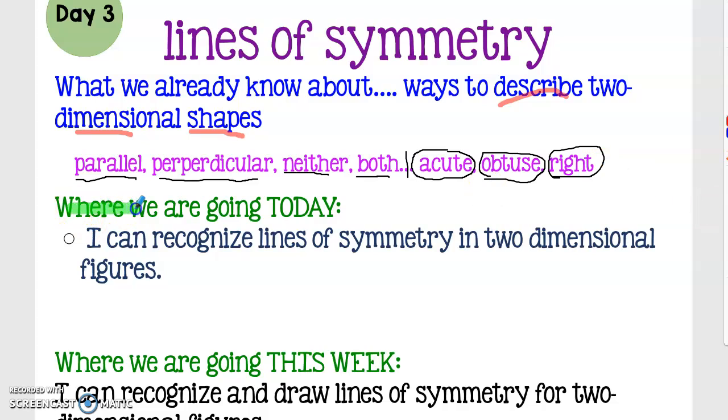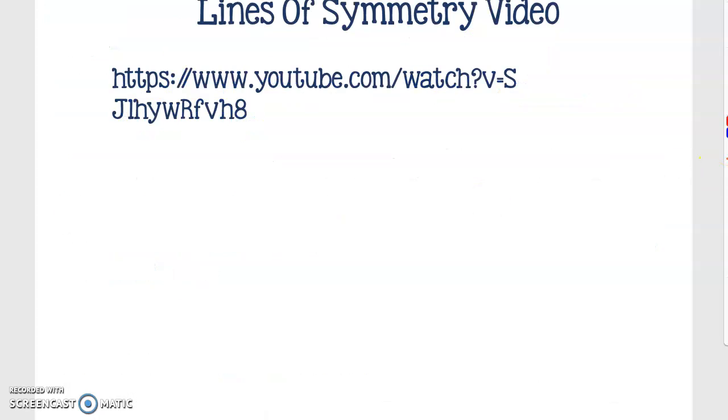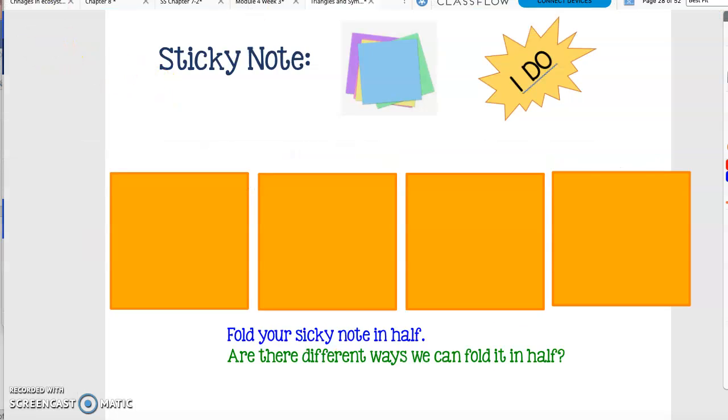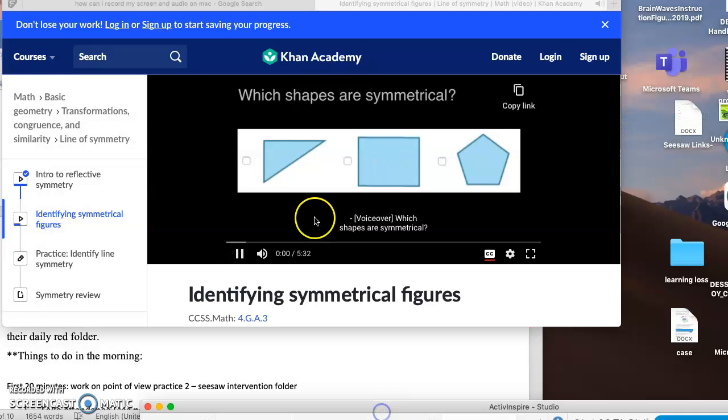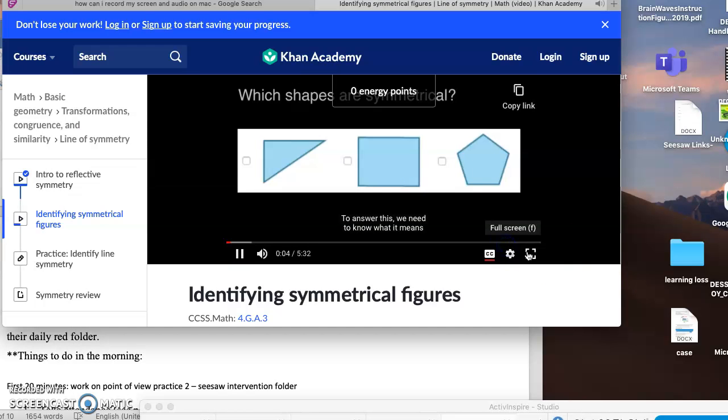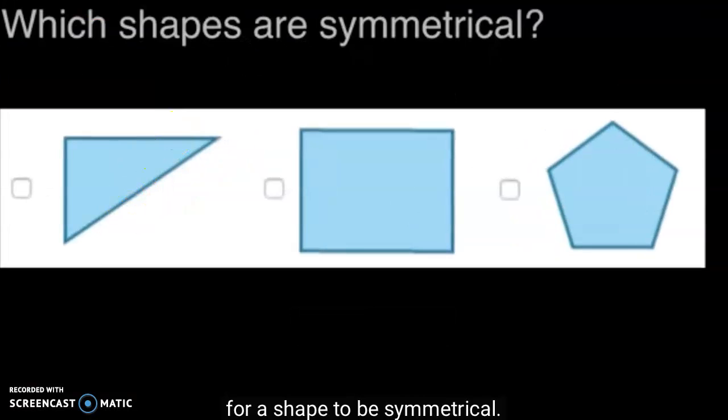But today we are going to recognize lines of symmetry in two-dimensional figures. So really two-dimensional shapes, okay? So let's go ahead and get started with lines of symmetry. I'm going to have you guys watch an introduction video over that. So let me get this going.